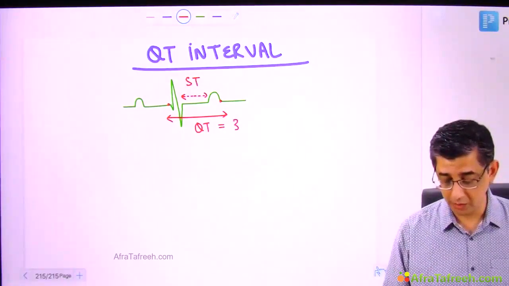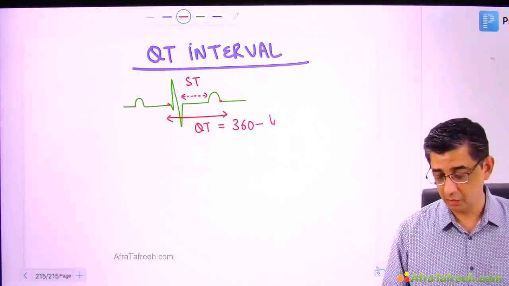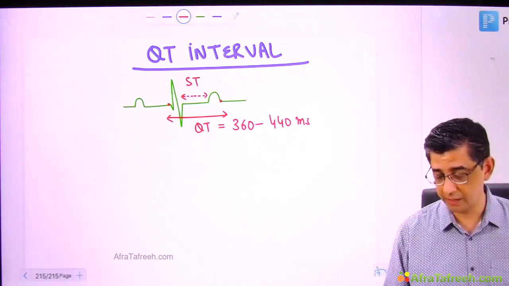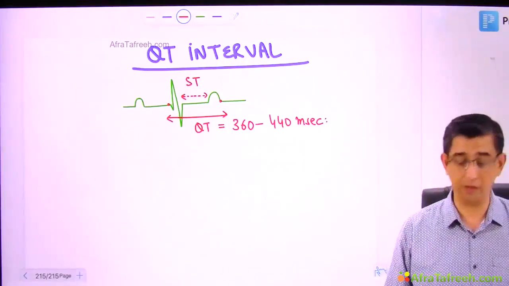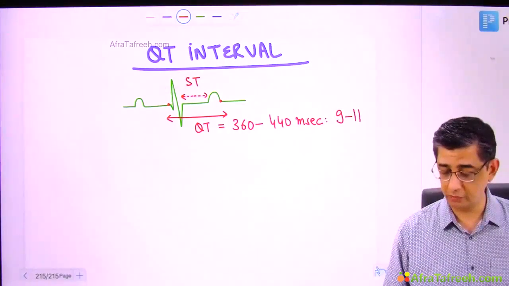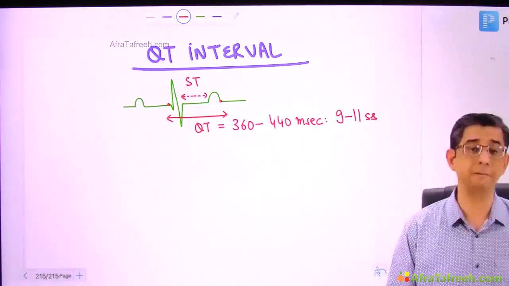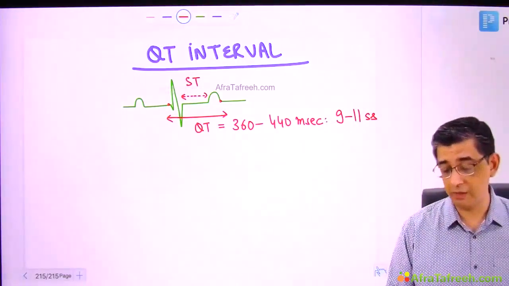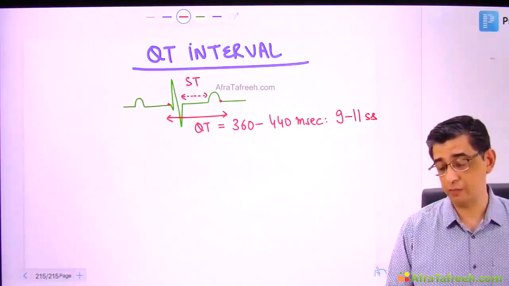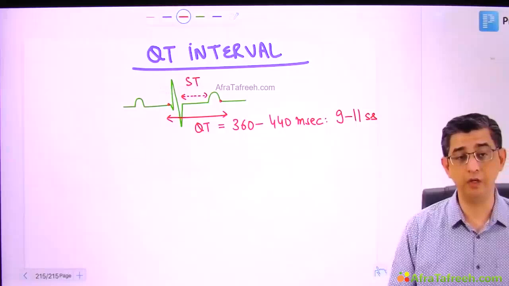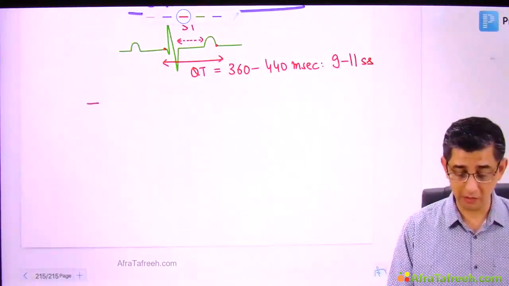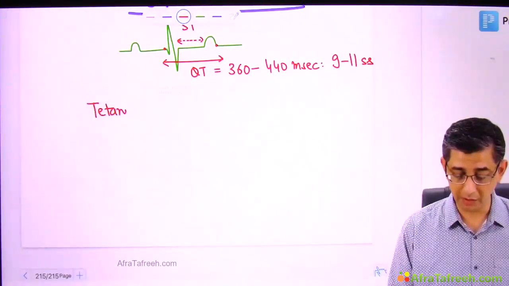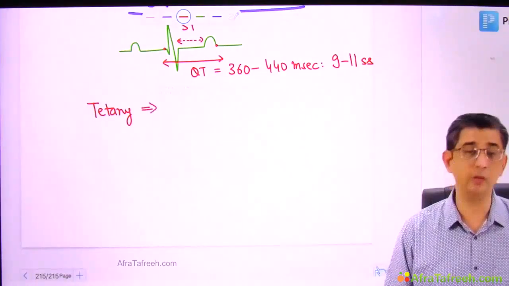The normal duration of the QT interval is 360 to 440 milliseconds. Since one small square is 40 milliseconds, I said it is a range of 9 to 11 small squares. Anything less than 9, we'll call a short QT. If it's more than 11 squares, we'll call it a prolonged QT. And one of the important causes of QT prolongation that they love to ask you about is tetany.